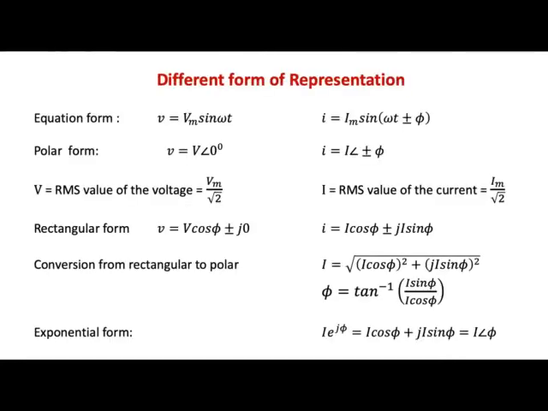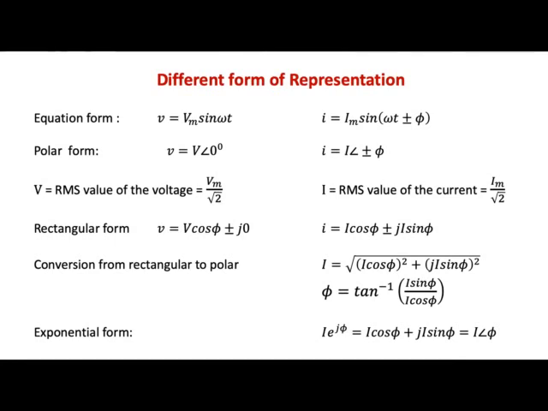Now, we have got different forms of representation of the AC waveform. In equation form, we have seen before, we have taken the voltage equation as V = Vm sin omega t, as the reference, and current may be leading or lagging depending on the circuit conditions. I will be given as Im sin(omega t ± phi). If it is leading, plus phi. If it is lagging, minus phi.